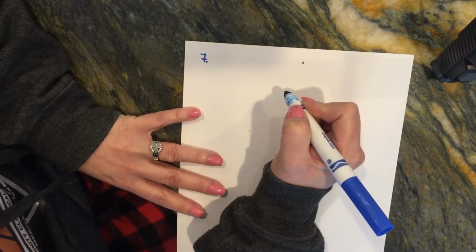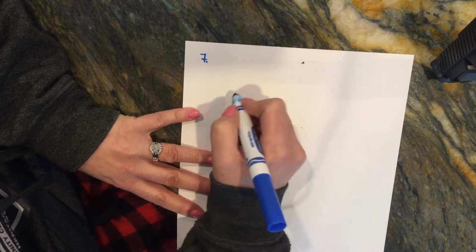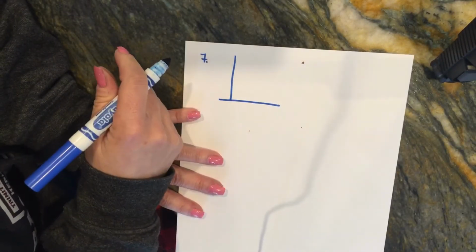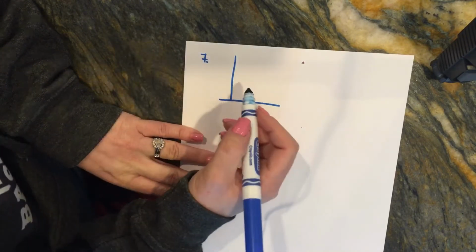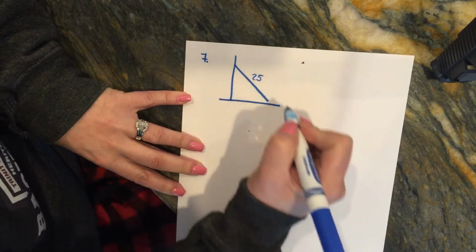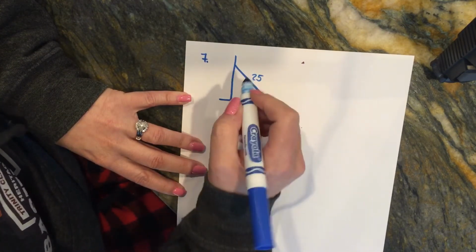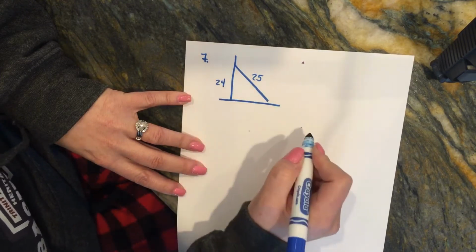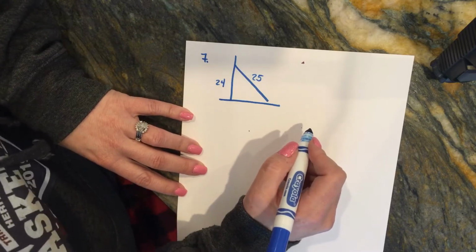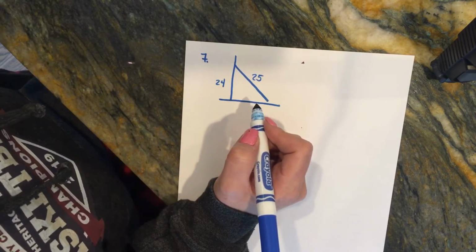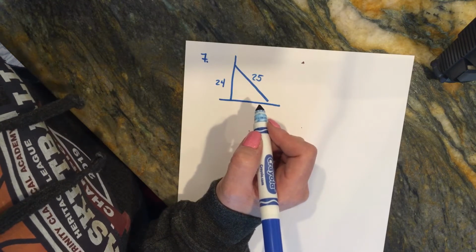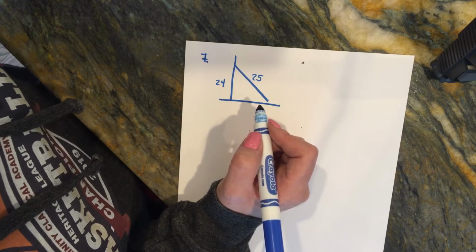A 25-foot ladder reaches a point on a wall 24 feet above the ground. So I need the ground, and I need a ladder on a wall. The ladder is 25 feet, and the point on the wall is 24 feet above the ground. Oh, I'm seeing a triple. How far is the foot of the ladder from the wall? So what triple is that, friends? I hope you remember your triples. What have we got? 24, 25. Did you get 7?